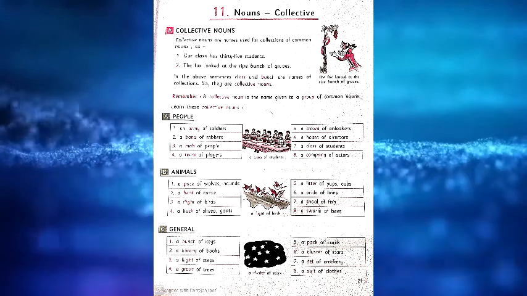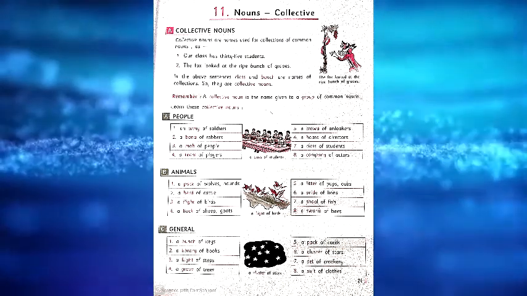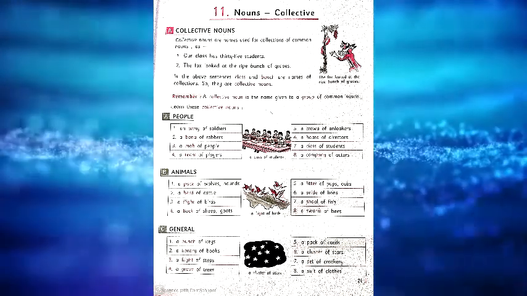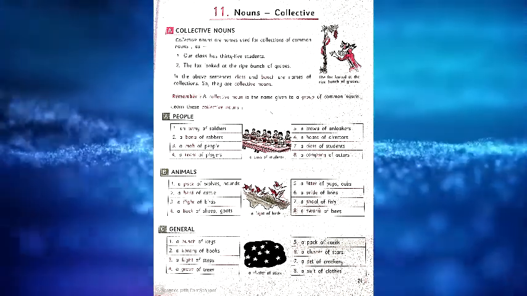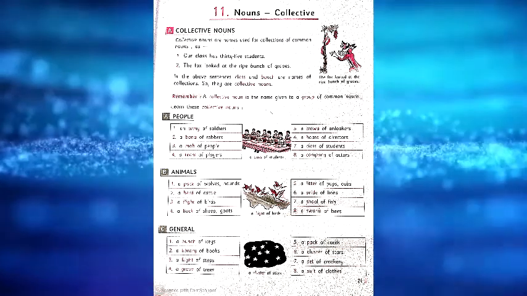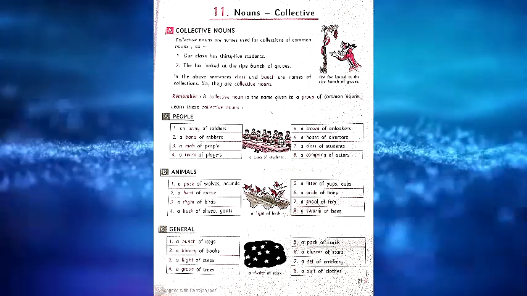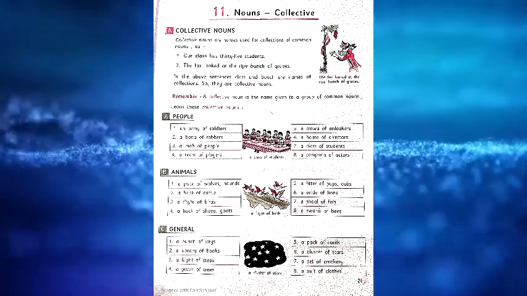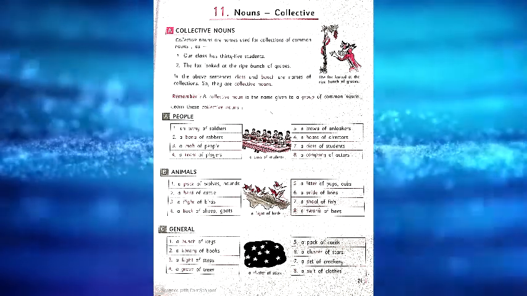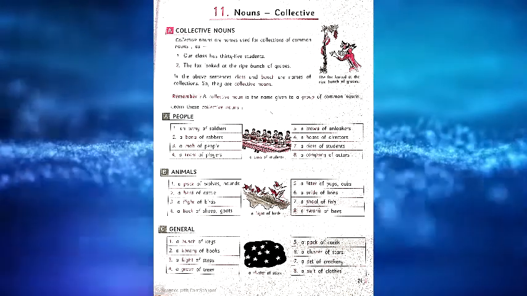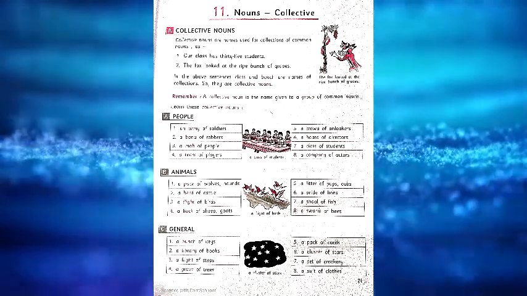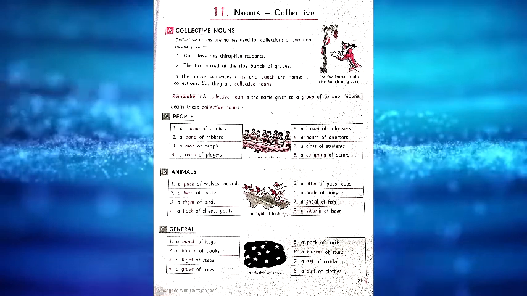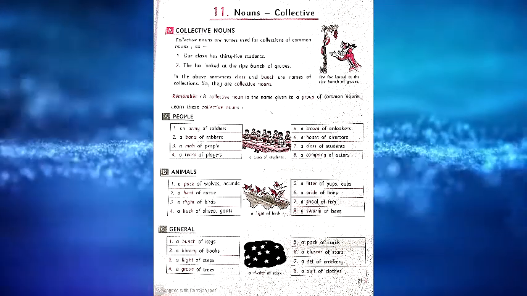The collective nouns in the case of people. An army of soldiers. Army is considered as a collective noun. A band of robbers. A mob of people. A team of players, a crowd of onlookers, a board of directors, a class of students, a company of actors. You can see in your textbook the red words are all considered as collective nouns. Army, band, mob, team, crowd, board, class, company.